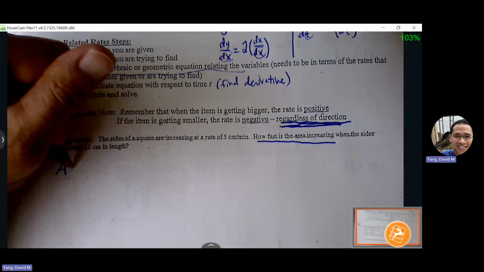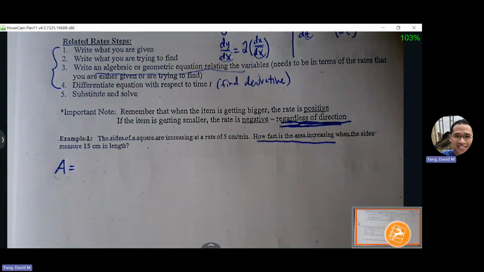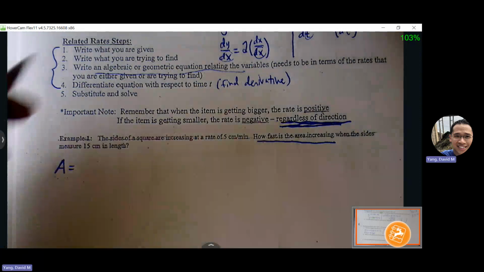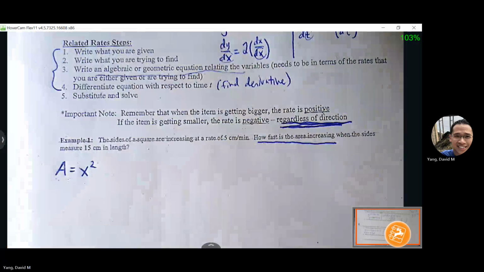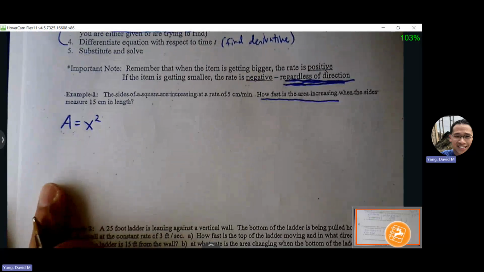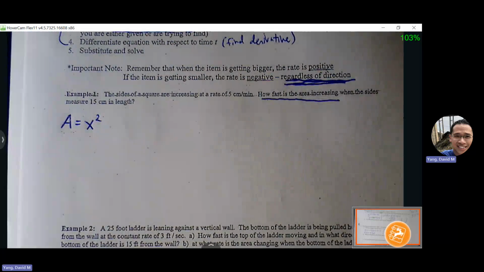equation. So area of a square, remember, what's the formula for area of a square? Length times width. Length times width, but the length and width are what? They're equal, so length times length, or width times width. I'm going to use x to be the length side, and it's just length times width, x times x, because a square has equal dimensions.